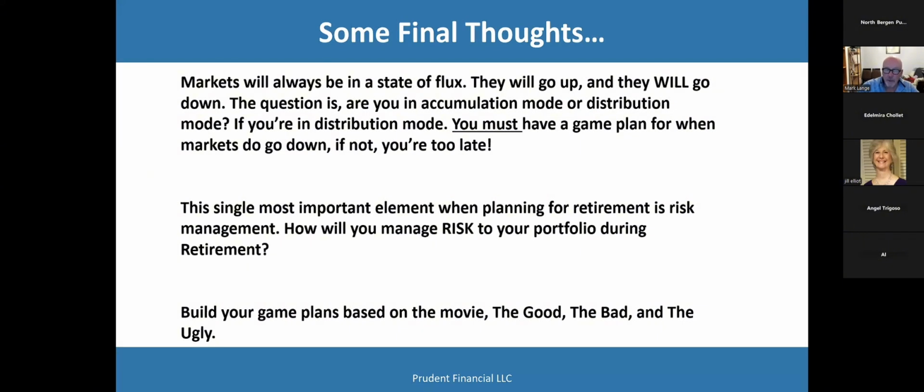Why? There were two elements I talked about earlier. First one is sequence of returns. The second one is the high risk corridor. What do I mean by each? A negative sequence of returns can destroy the integrity of your retirement plan. Let me give you an example.